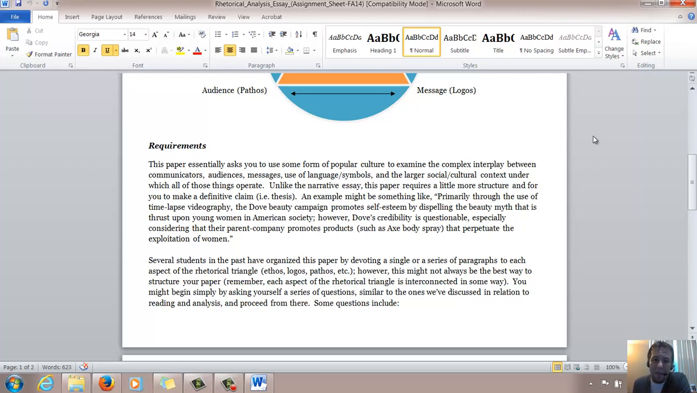So unlike the narrative essay, this has a little bit more structure. There has to be a thesis. There has to be a claim.